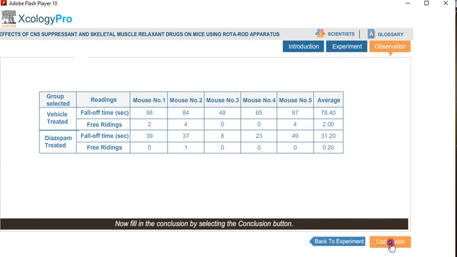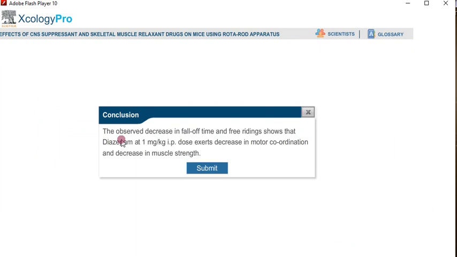So what is the conclusion? The observed decrease in fall time and free riding show that diazepam at 1 mg IV dose exerts decrease in motor coordination and decrease in the muscle strength. So this is the overall experiment. You can write it as a conclusion.